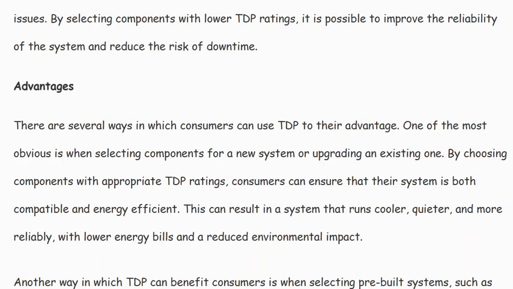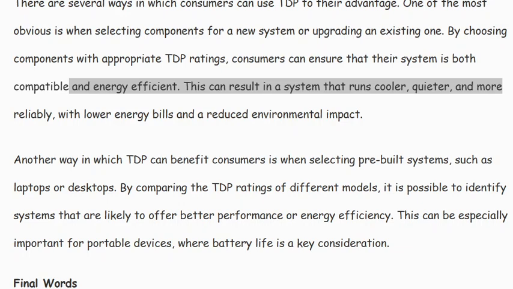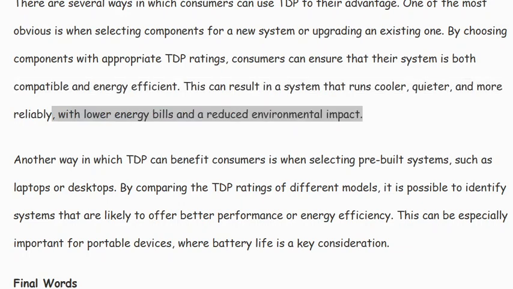Advantages. There are several ways in which consumers can use TDP to their advantage. One of the most obvious is when selecting components for a new system or upgrading an existing one. By choosing components with appropriate TDP ratings, consumers can ensure that their system is both compatible and energy efficient. This can result in a system that runs cooler, quieter, and more reliably, with lower energy bills and a reduced environmental impact.